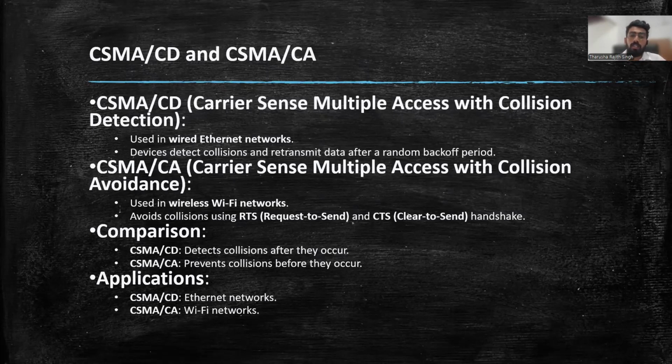So CSMA-CD is used in Ethernet networks where collision detection is feasible due to the wired medium. But CSMA-CA is used in Wi-Fi networks. Those protocols are essential for managing access to shared communication media, ensuring efficient and reliable data transmission in both wired and wireless networks.